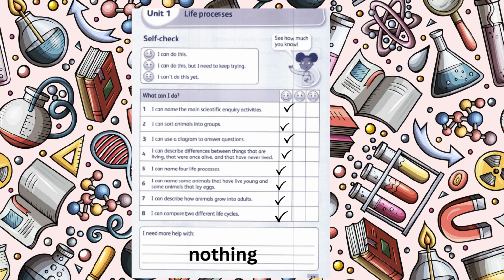So, you have to read, I can name the main scientific inquiry activities. Five inquiry activities, if you are able to name them, make a tick under the happy face. Then I can sort animals, I can use a diagram to answer questions. Whatever you have done, you have to make a tick under these pictures. I need more help with yes or no or nothing. So you can write or you can fill in this way.